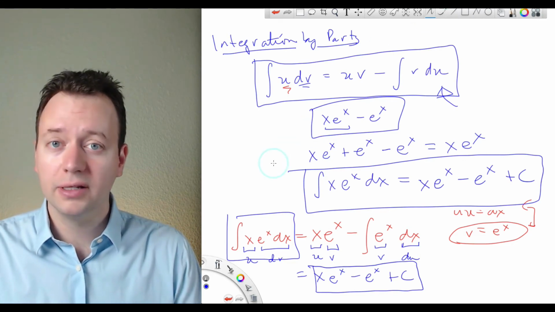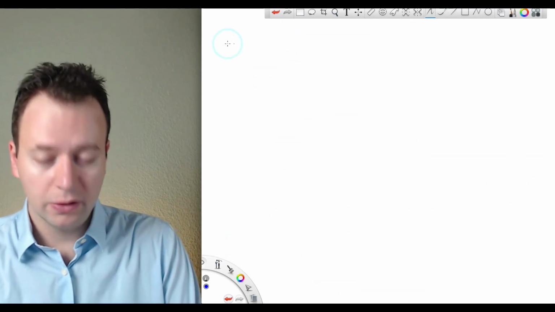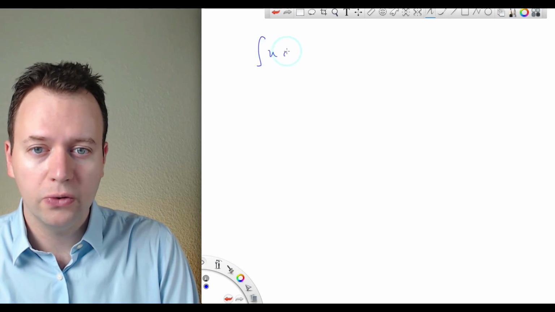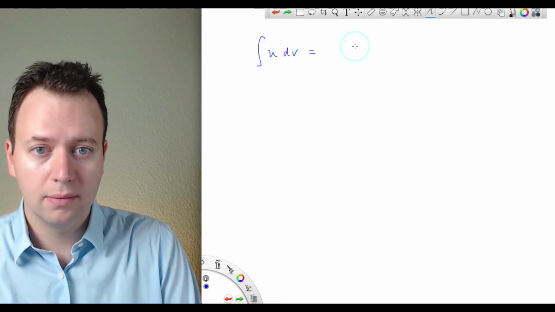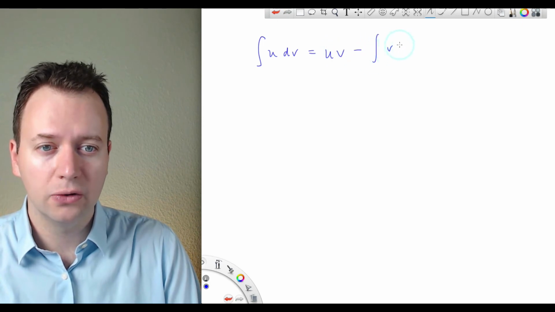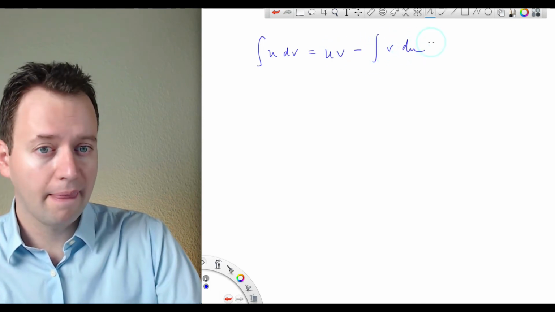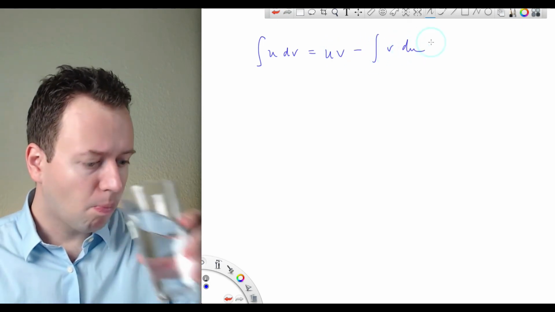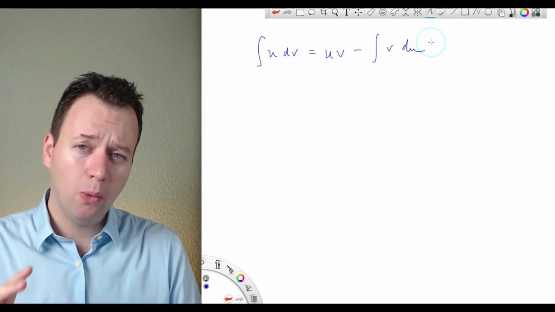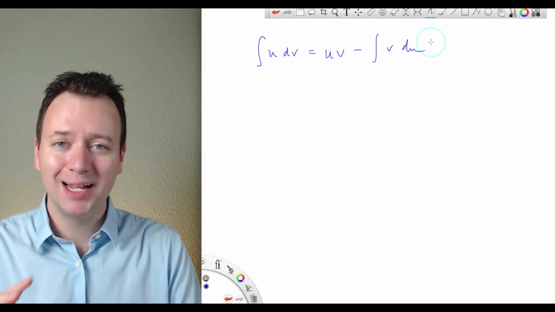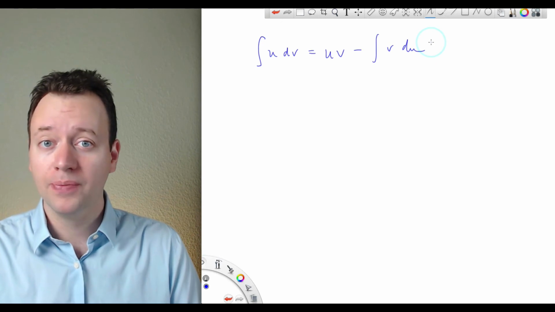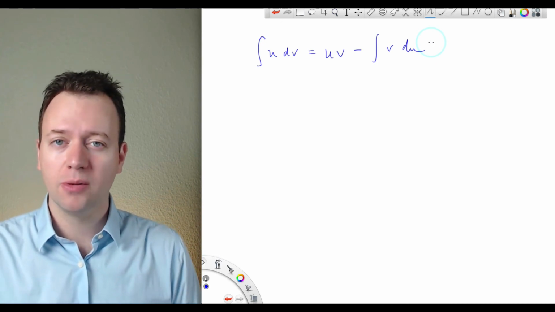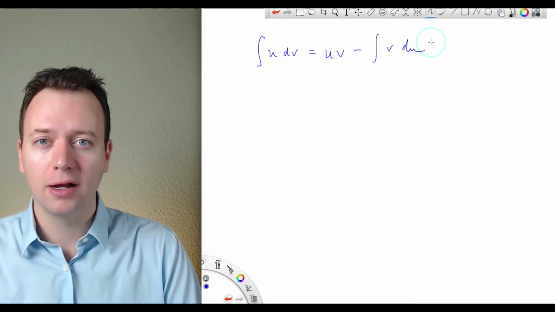So where does this formula come from? The formula again was the integral of u dv is equal to uv minus the integral of v du. I mentioned earlier that what integration by parts does is it essentially undoes the product rule. So before we understand integration by parts, let's go back and review the product rule.